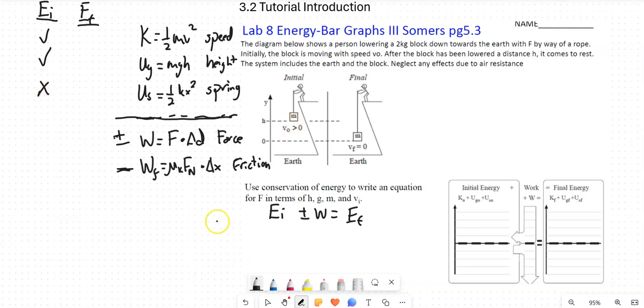So I'm going to note those things right here. I have an initial kinetic energy. I also have an initial potential energy due to gravity. All right, let's define the final energy.